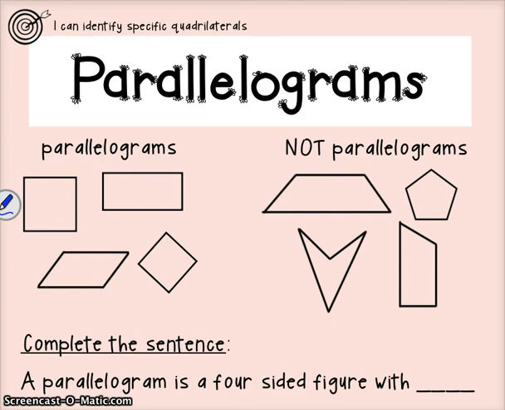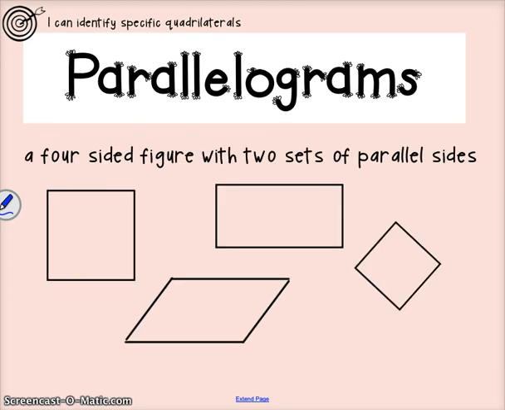A parallelogram is, on the other hand, a little different. Remember this, think back. A parallelogram is a 4-sided figure with 2 sets of parallel sides. Parallelogram, parallel sides. Remember that these two L's are parallel. They will never intersect.